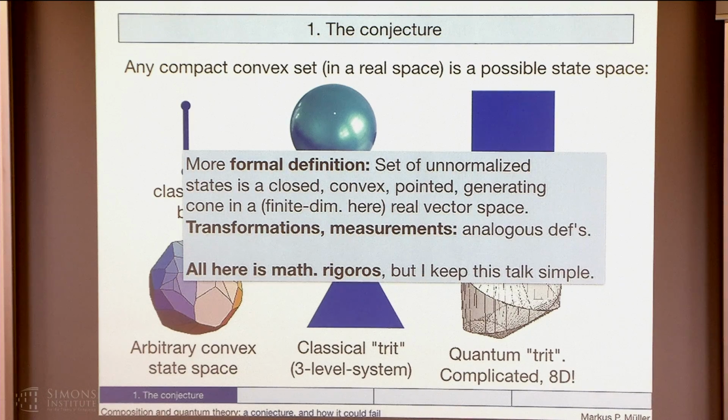Okay, so here's a more formal definition. That's what some of you will know in the context of linear ordered vector spaces or order unit spaces. It's actually a set of unnormalized states. So these are the normalized states in the pictures, but in general, with unnormalized states, they will be closed, convex, pointing and generating cones in some finite dimensional vector space.